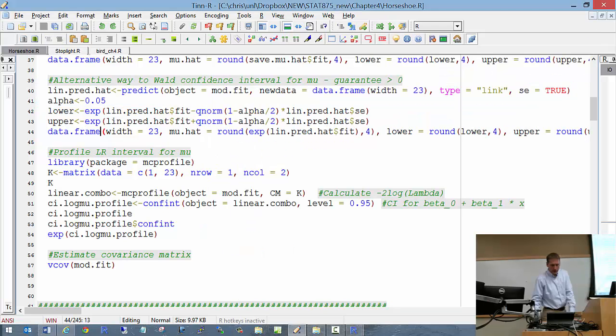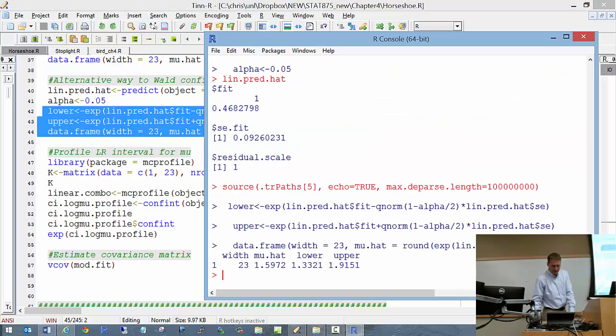So we can put this all together to find a confidence interval for the log of mu. And then I use the exp function with that to find a confidence interval for mu itself. So let me go ahead and do that. And I get 1.33 to 1.92. There's my confidence interval for mu.